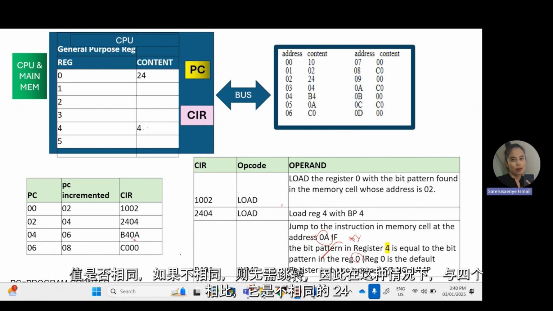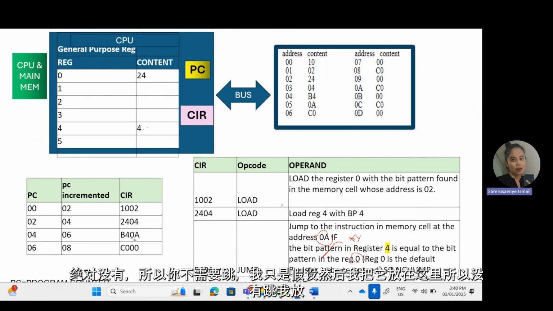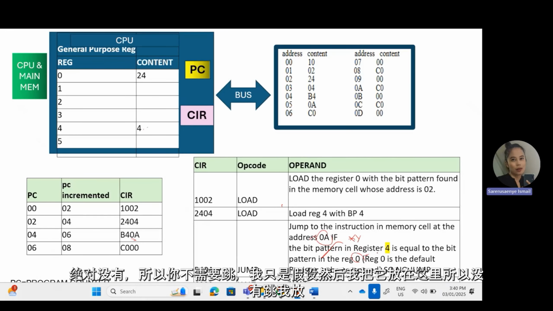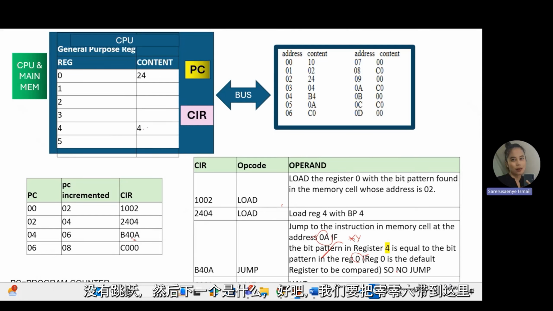So in this case, it's not the same. 24 compared to the 4. Definitely no, so you no need to jump. I just presume, then I put it in here. So no jump, I put that no jump. Right? And then what is the next?